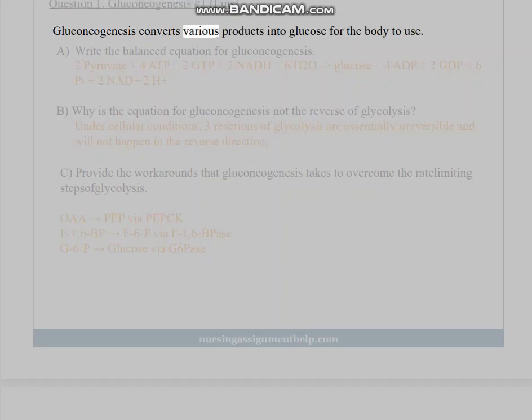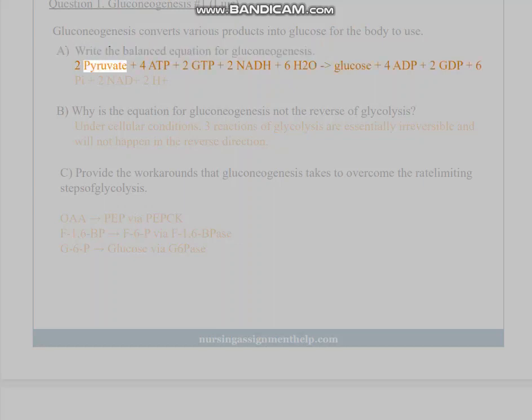Question 1. Gluconeogenesis number 1, Luis. Gluconeogenesis converts various products into glucose for the body to use. A. Write the balanced equation for gluconeogenesis. 2 pyruvate + 4 ATP + 2 GTP + 2 NADH + 6 H2O → glucose + 4 ADP + 2 GDP + 6 Pi + 2 NAD+ + 2 H+.